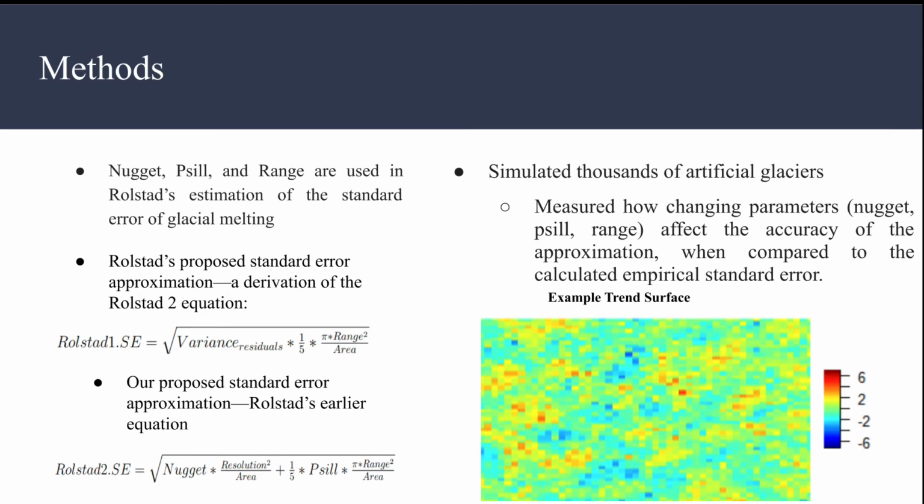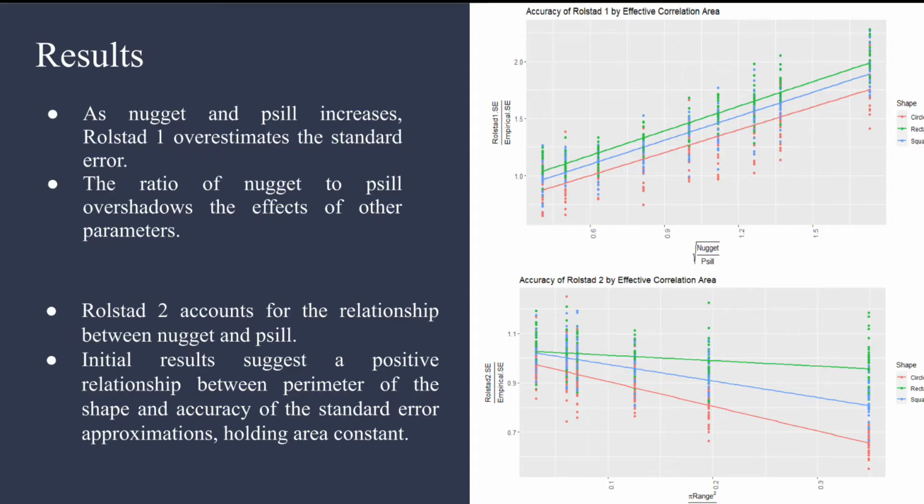standard error. To measure how changing nugget, sill, and range values affect the accuracy of the Rolstad approximation, we simulated thousands of artificial glaciers. An example terrain surface is shown in the plot below. And we analyzed how the approximation performed in comparison to the empirical standard error across a variety of parameter combinations to represent glaciers with varying characteristics. From the simulation study, we were able to see that different features of the glacier proved to have an impact on the accuracy of the approximation methods.